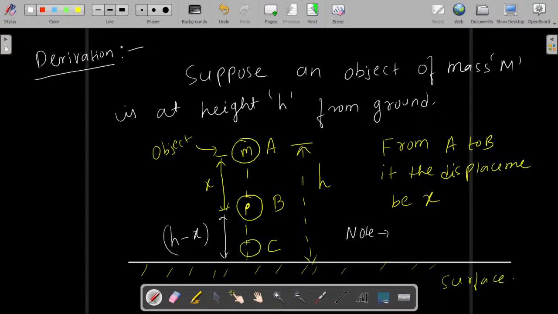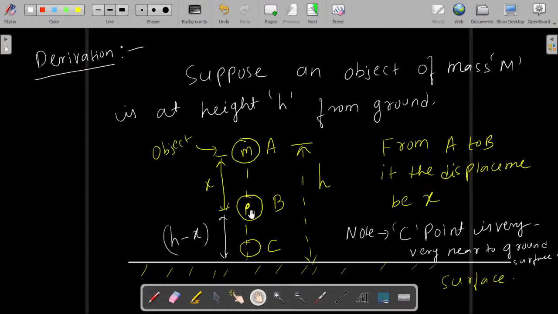Make a note here. Point C is very near to the ground, almost height is 0. Very near to the ground surface. Okay, means C is very close to the earth.